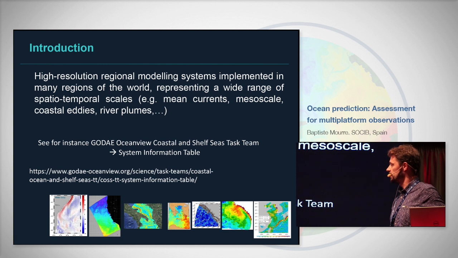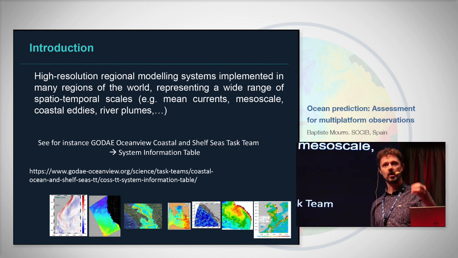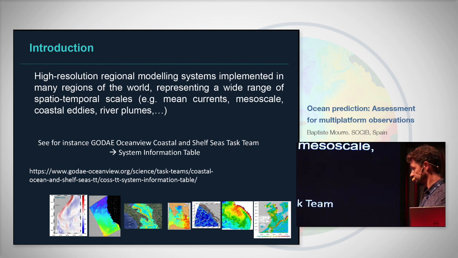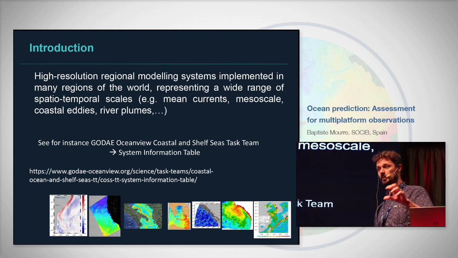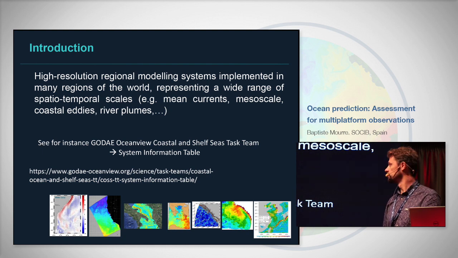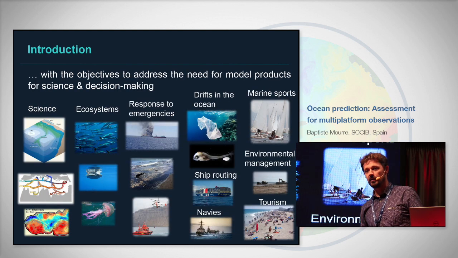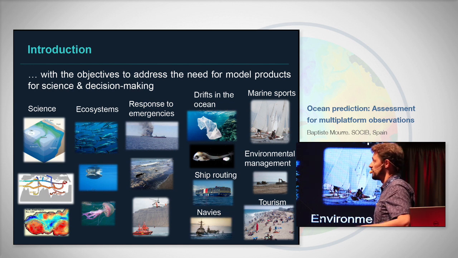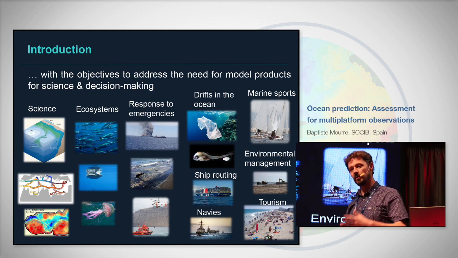If you're interested in seeing the list of these models, the GODAE OceanView coastal and shelf seas task team provides a system information table collecting all this kind of information. It really covers all the world ocean, all continents; you have a lot of these models implemented. With these models, what you want to do is address the need for model products, both for science and for decision making. Models provide you the four-dimensional view of the ocean, or at least an approximation, and that's really what people want, because it's not accessible through observations.